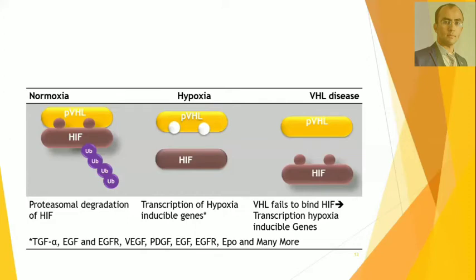These genes include vascular endothelial growth factor, and then we have the platelet-derived growth factor, and then we have erythropoietin and its receptor, and we have the transforming growth factor alpha.